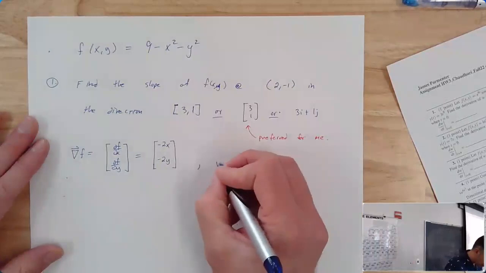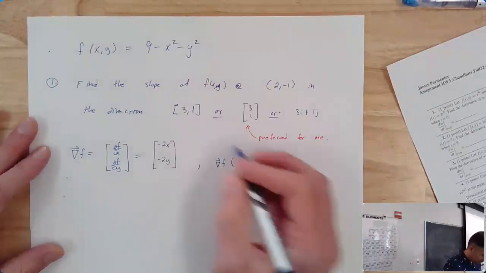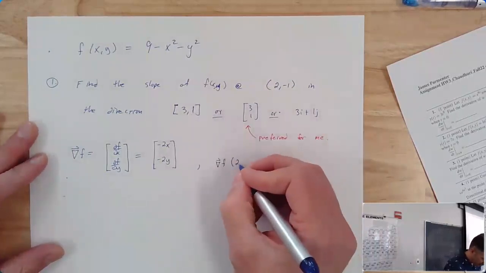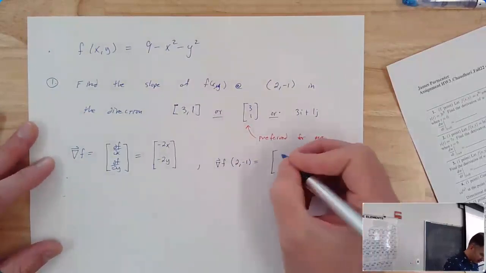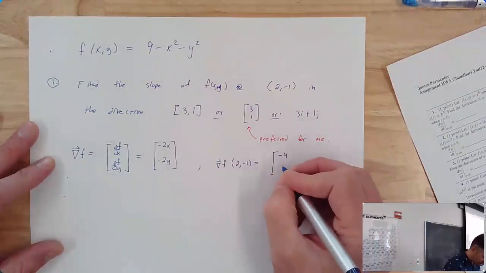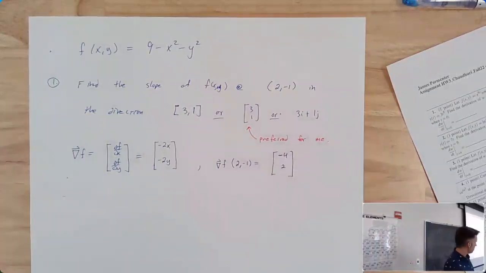So the gradient evaluated at the point 2, negative 1 is going to be, well, I'm just plugging in 2 for x and negative 1 for y. So I'm going to get negative 4, positive 2. Okay. And then we have to dot that with the direction vector.